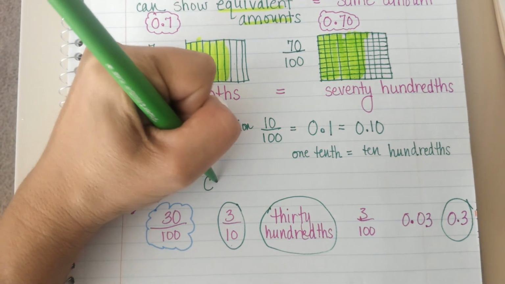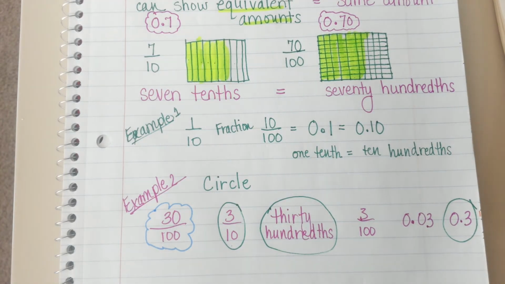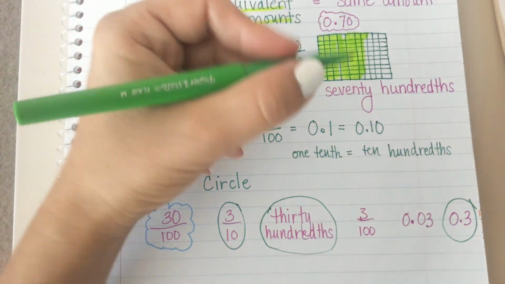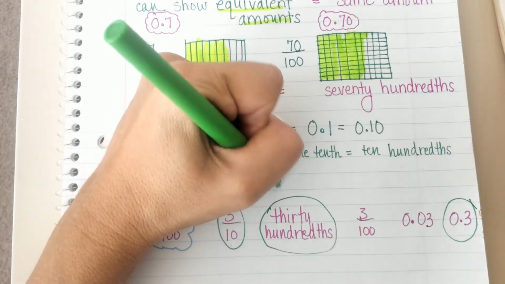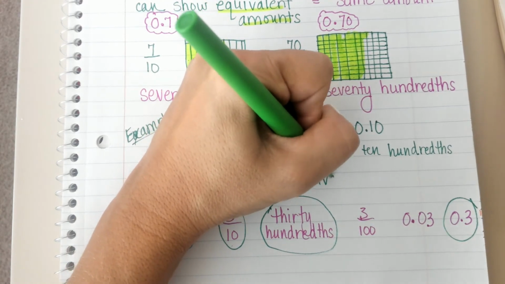And the directions to that portion of the work on page 659 would be circle the equivalent fractions.